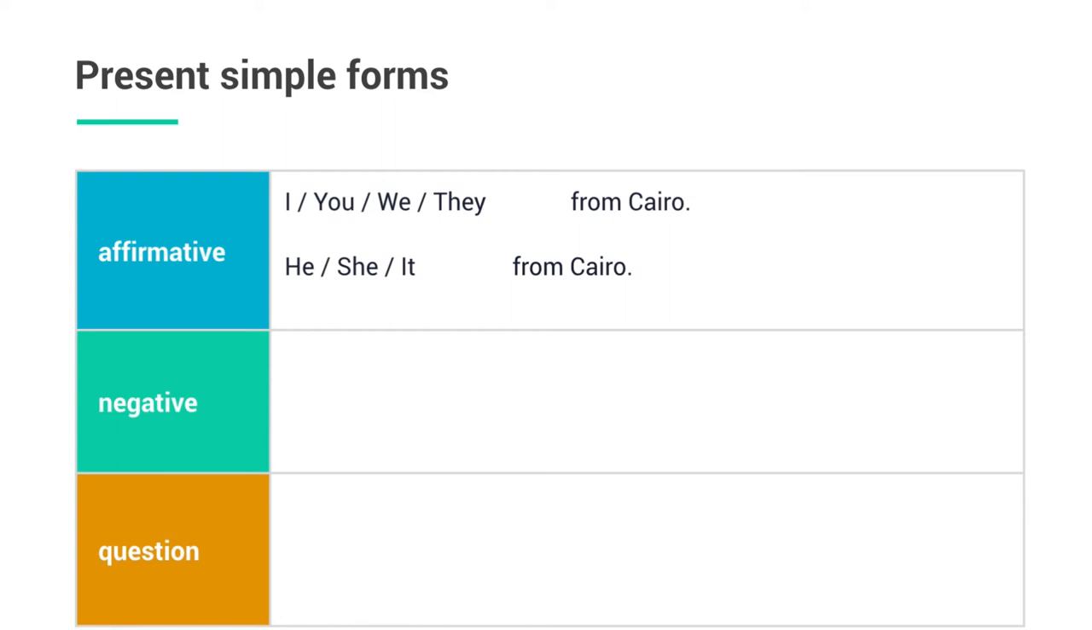Remember there are two groups of subjects, plural and singular. Some subjects such as I, you, we, they are in the plural group, while he, she, it are in the singular one. The way verbs are used can be changed according to whether the subjects are singular or plural. Here is an example. I, you, we, they are from Cairo.